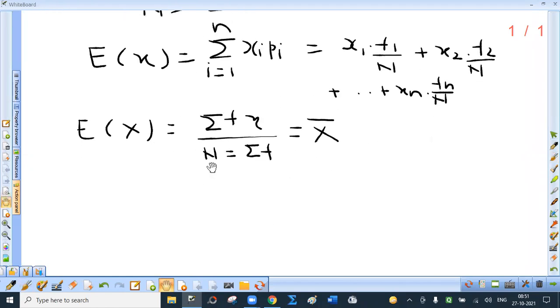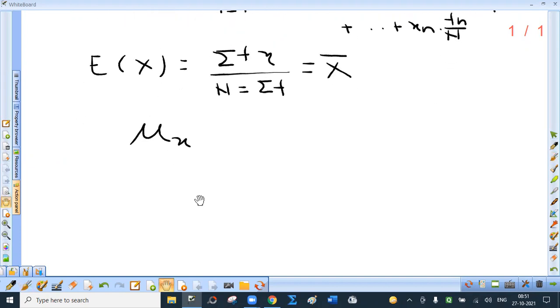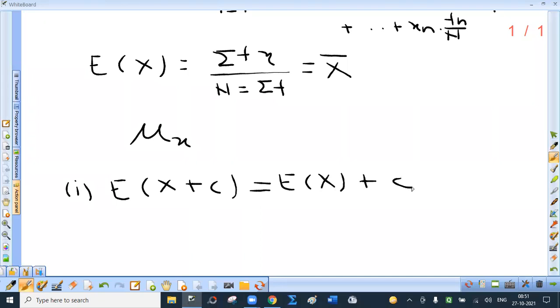Now this expected value can also be denoted by mu or mu x. Now what are the properties of this expected value? Basically, expected value is arithmetic mean. So if you know this definition, then what is E of x plus c? It is simply E of x plus c, because c is nothing but a constant. Then what is E of cx, where c is a constant? It is nothing but c E of x.